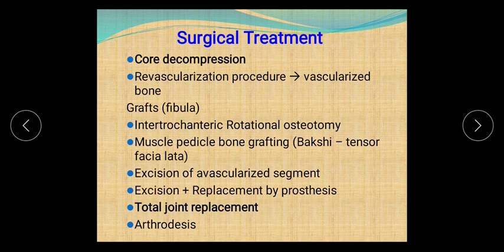Other surgical treatment is the intertrochanteric rotational osteotomy. So, an intertrochanteric osteotomy is done and the head of the femur is rotated so that the area of the necrotic bone which was in the load bearing area will come to the non-weight bearing area, and the normal bone will come to the load bearing area. That is because of the rotation. So this will help in reduction of pain.